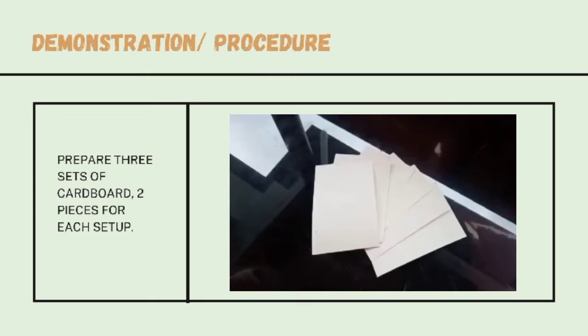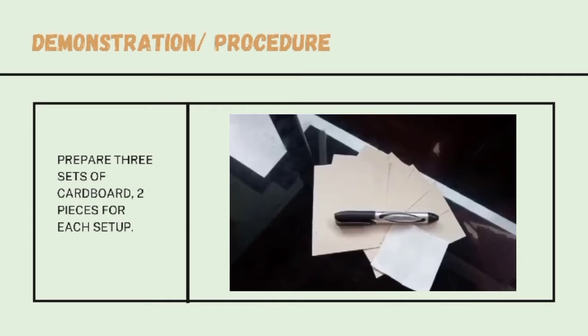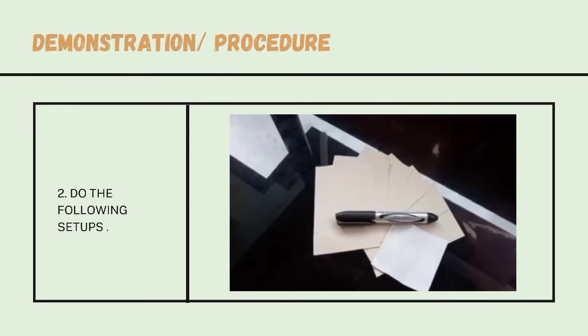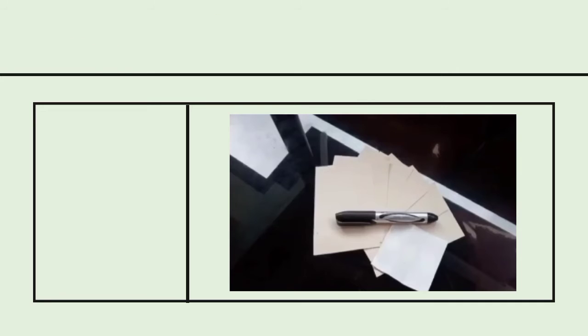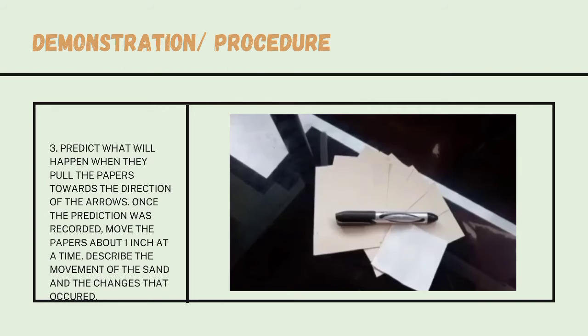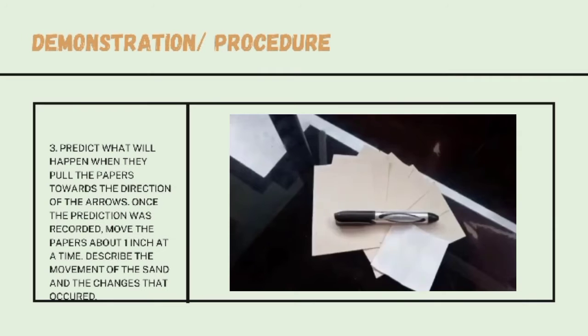Procedure. Number 1. Prepare 3 sets of cardboard, 2 pieces for each setup. Number 2. Do the following setups below. Number 3. Predict what will happen when you pull the papers towards the direction of the arrows. Once the prediction is recorded, move the papers about 1 inch at a time. Describe the movement of the sand and the changes that occurred.